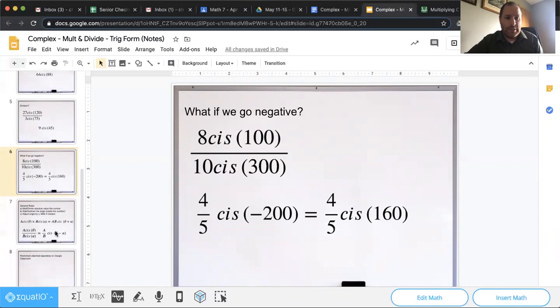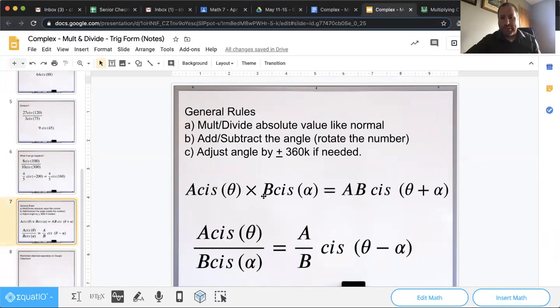Okay? This last slide here, I just kind of put those general rules down for you. It looks really complicated, but all it is you multiply or divide, perhaps, the absolute values like normal. So here, A and B, take A times B, or A divided by B. That's exactly what we did. And then you just either add the angles if it's multiplying or subtract the angles if it's divided. And then you could adjust the angle by adding or subtracting 360s until you got a standard angle. But that's pretty much it.